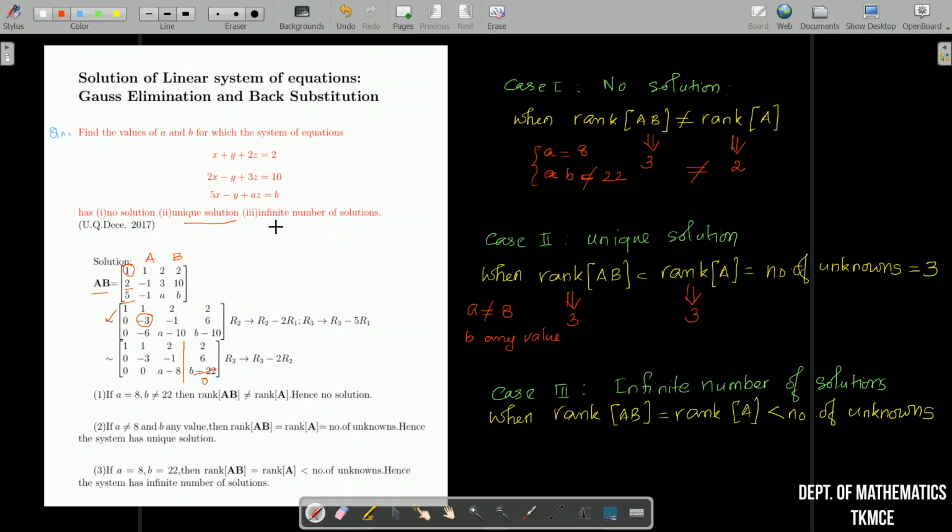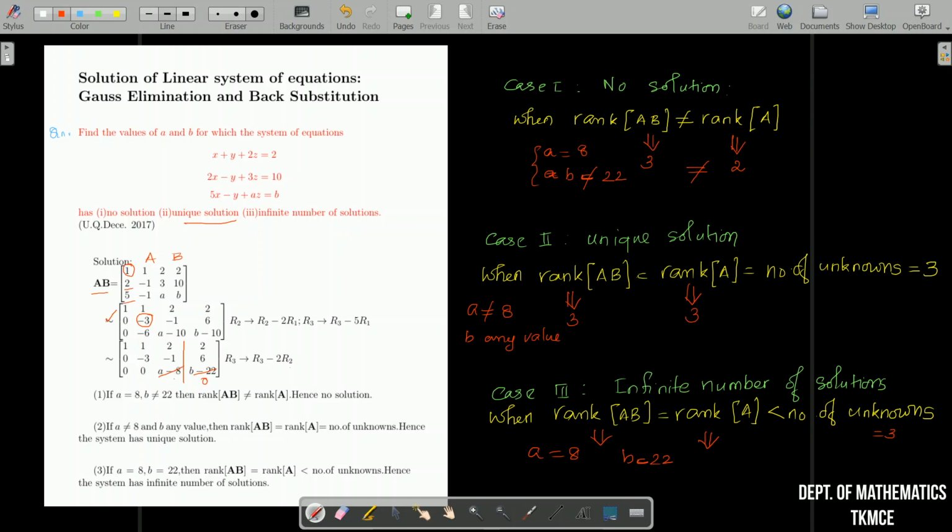In the third question, we have to see the system consistency with infinite number of solutions. You know, the system is consistent with infinite number of solutions when the common rank is less than the number of unknowns, when the common rank is less than 3. So, rank of AB and rank of A both should be less than 3. When can this happen? A should be equal to 8 and B must be equal to 22. A is equal to 8 and B is equal to 22.